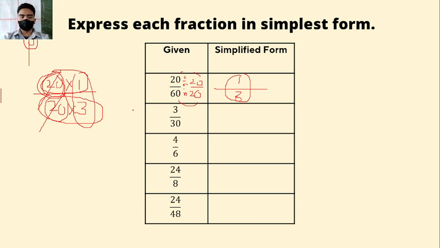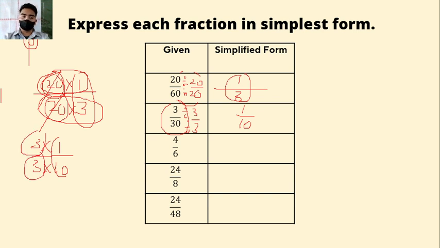So next, what do you think is the simplest form for the next number? It is 3 over 30. What do you think is the lowest term for 3 over 30? The factors of 3 are 3 times 1. How about for 30? It is 3 times 10. So the answer is 1 over 10. Correct. 1 over 10. Why? What is the GCF? The GCF is 3. So we divide both numerator and denominator by 3.